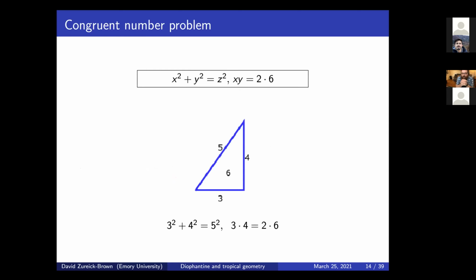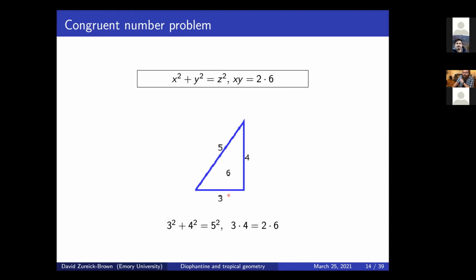This is an ancient problem. The problem is the following. Given an integer, 6 in this example, does there exist a right triangle whose side lengths are integers and whose area is 6? So for 6, you can just write it down. Here it is, 3, 4, 5. It's the first right triangle you think of, and its area is 6. So we say that 6 is a congruent number, not congruent as in reducing mod p. It's just an old word.